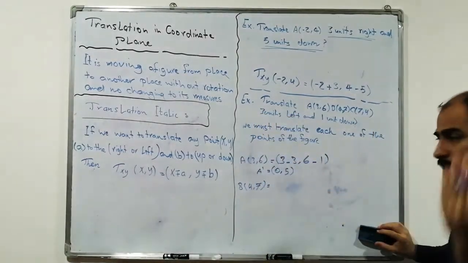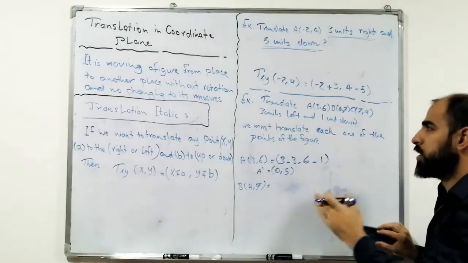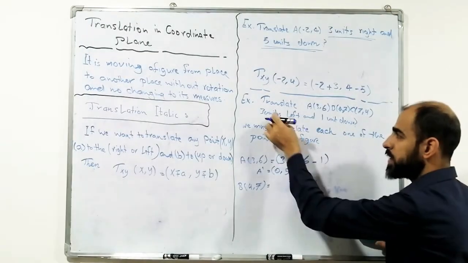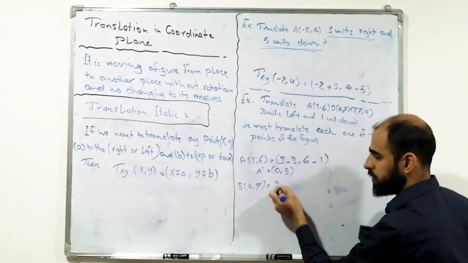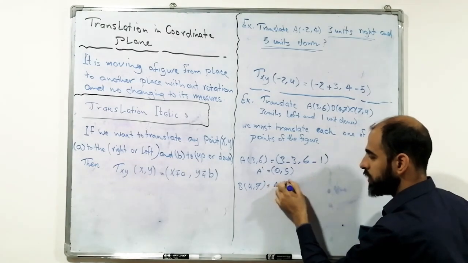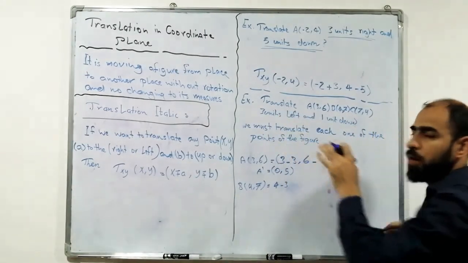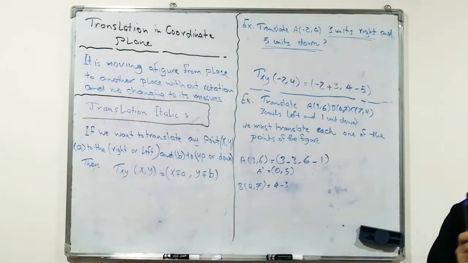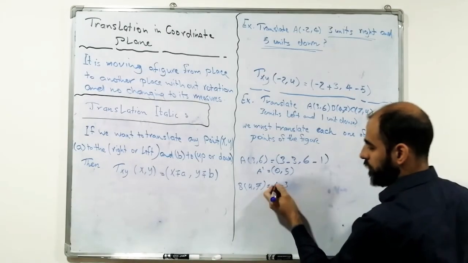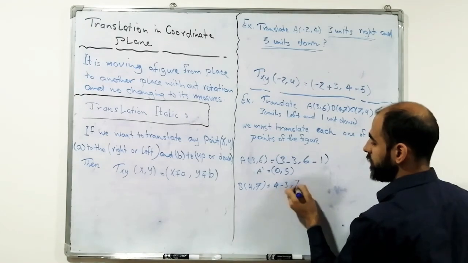Translate 3 units to the left. That means we are going to subtract. Why subtract? Because we translate to the left. From x, 4 minus 3. First, translate to the left, which means we translate from x 3 units: 4 minus 3.